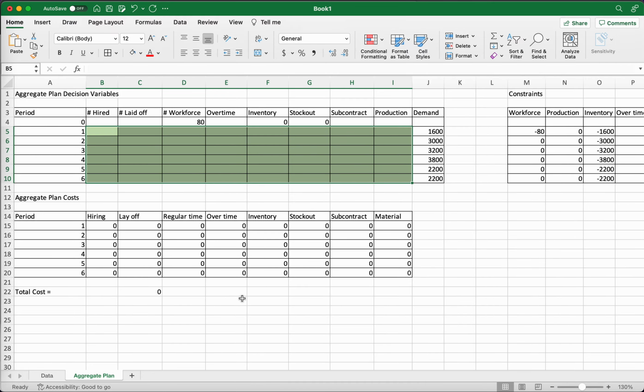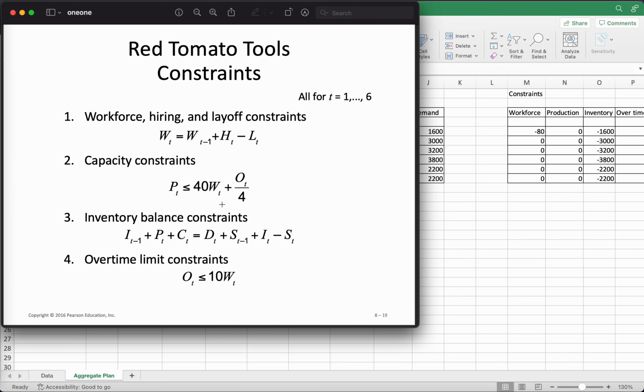Just to simplify everything, I am going to simplify the constraints. If you look at the constraints here, you have workforce balance constraints, inventory balance constraints, capacity and overtime constraints. You'll notice that all of these constraints have just variables in them. There are no constants, so it's not like WT is less than or equal to 100 or something like that. They all have just variables in them.